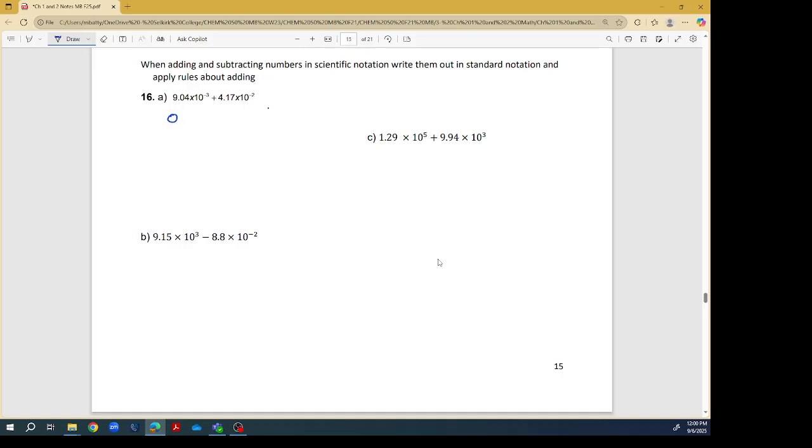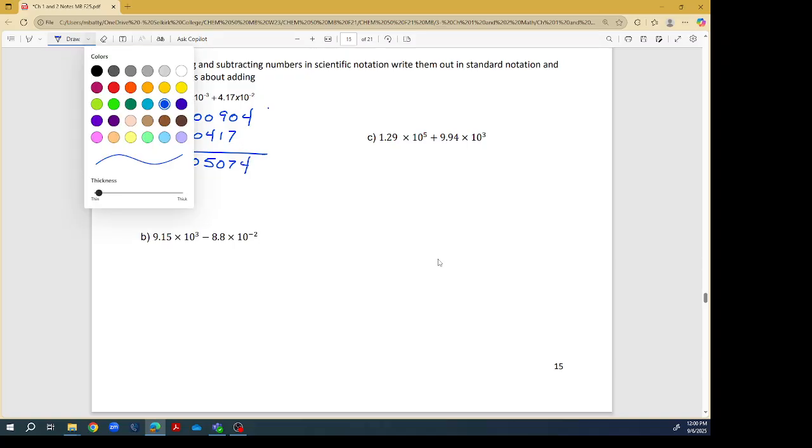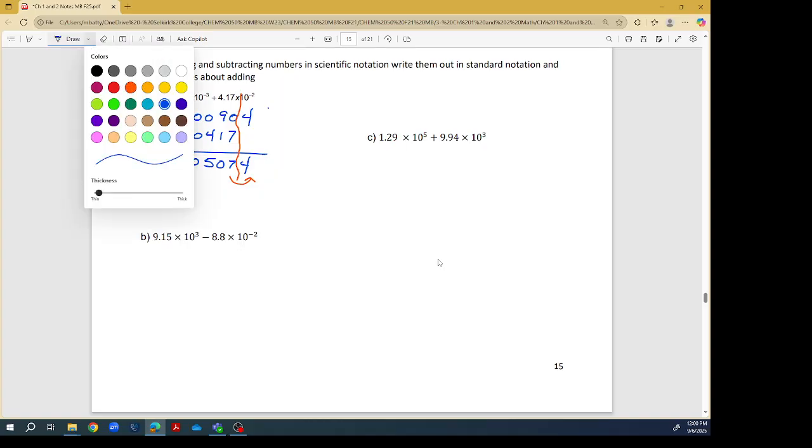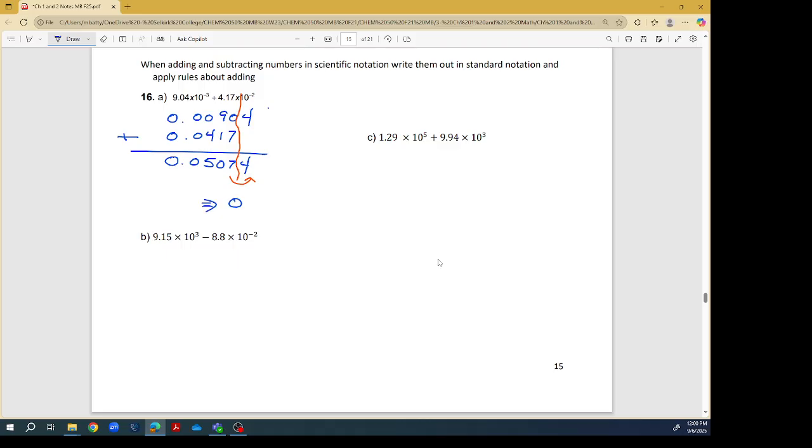So this first one, writing it out in standard notation, and writing this one out in standard notation, and then adding them together. I usually do this on a calculator. I do this thing of figuring out where my certainty ends, and drawing a line down at that place value allows me to figure out where I'm rounding to. And so my answer here would be 0.0507.